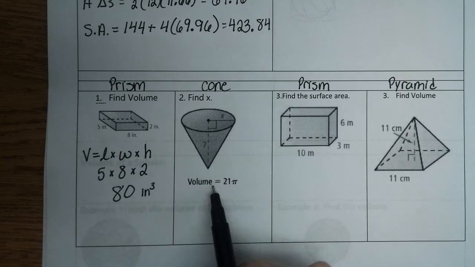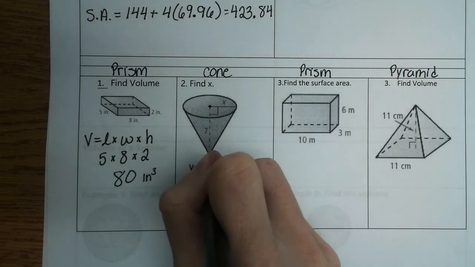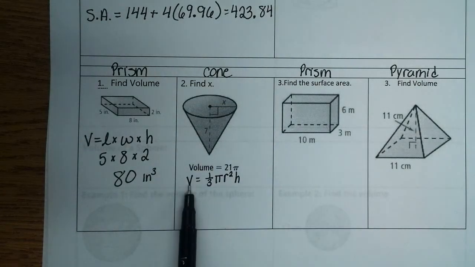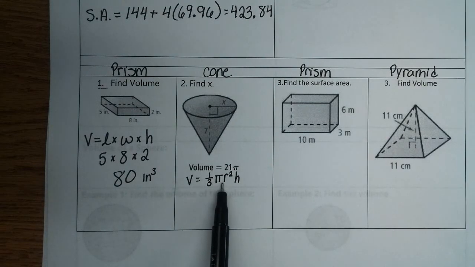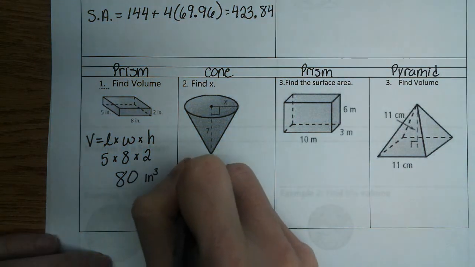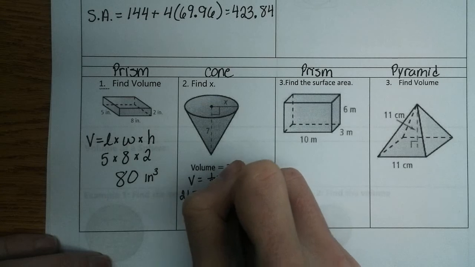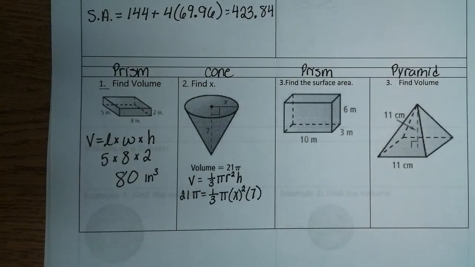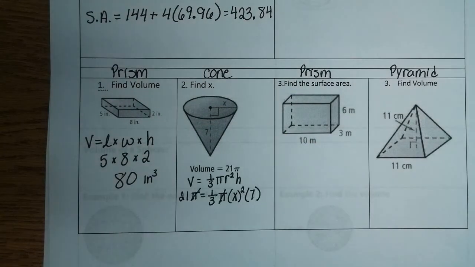Now we have a cone here. We're given the volume. I think volume of a cone formula is 1/3 pi r squared h. We know volume. H is 7. We don't know r. R is what we're looking for, x. So I'm going to plug in what I know. 21 pi equals 1/3 pi. R is going to be x, and h is 7. So when you have pi on both sides, they divide to 1.